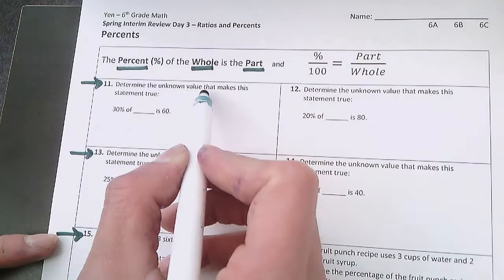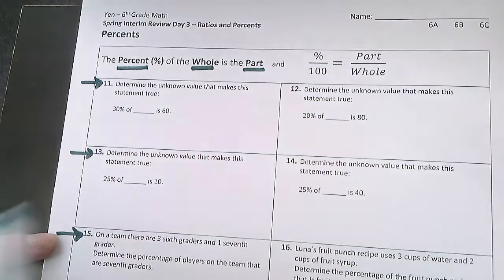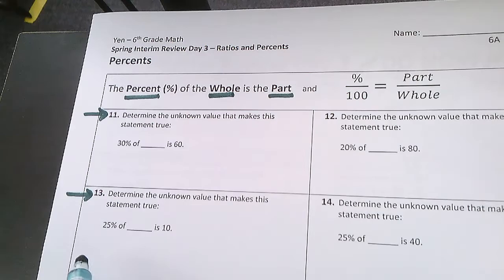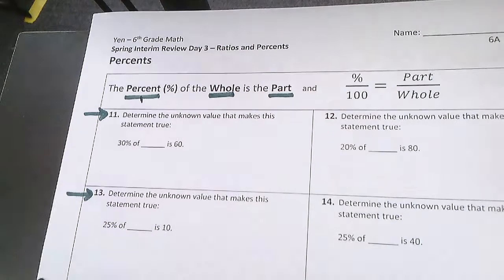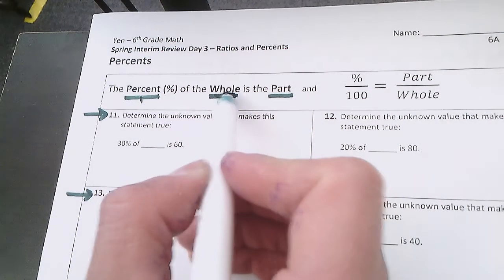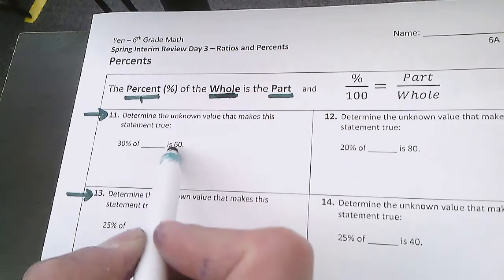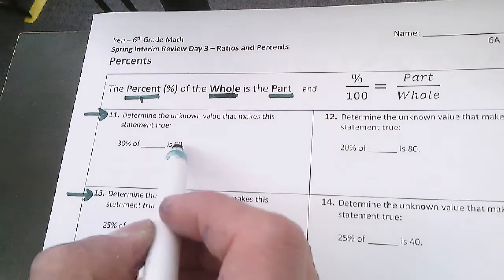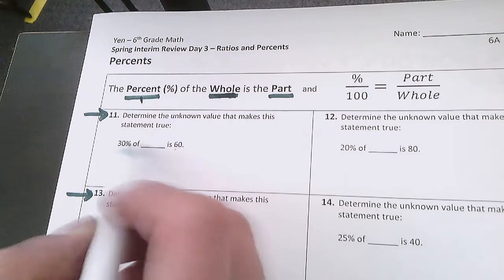Determine the unknown value that makes this statement true. 30% of some number is 60. So they're giving us the percent of the whole. We want to figure out the whole amount, the total amount, and the smaller part is 60. Another way you can think of this is 60 out of what whole number is going to be 30%.